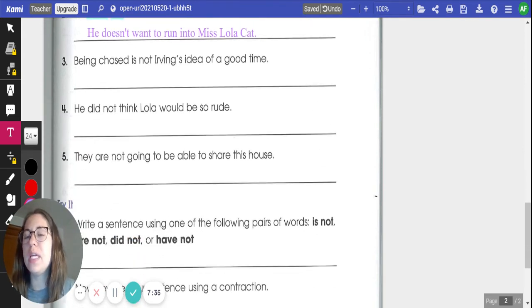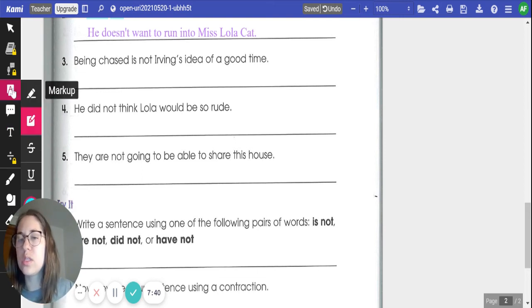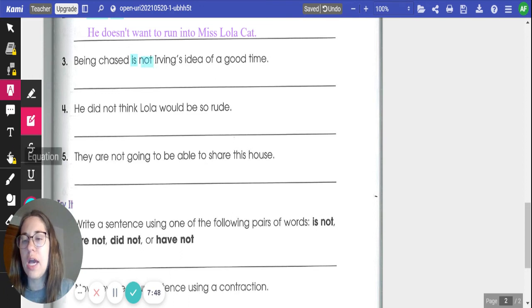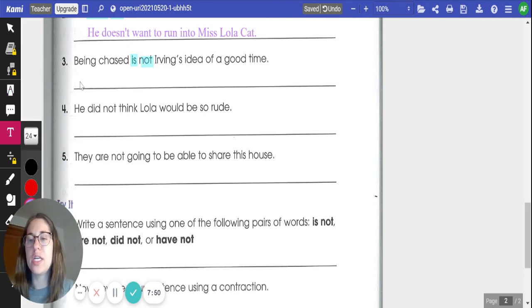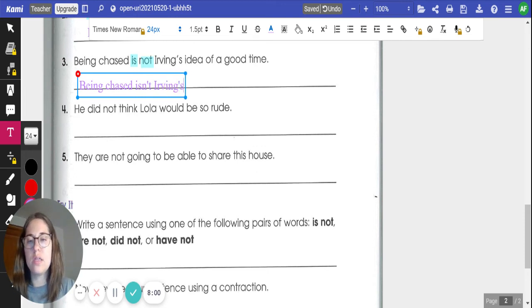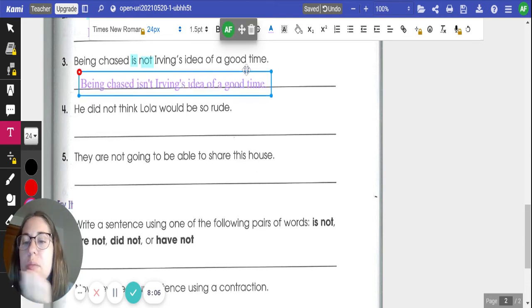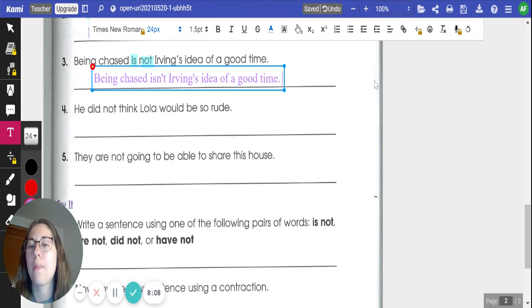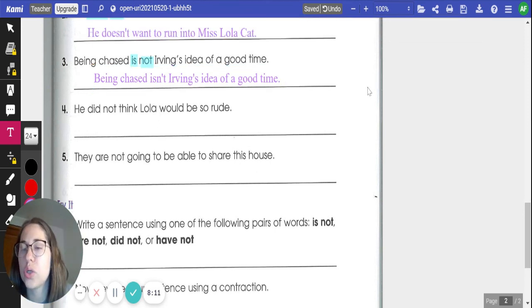For number 3, being chased is not Irving's idea of a good time. First, we're looking at our 2 words to make into our contraction. I see is and I see not. I know that becomes isn't. So being chased isn't Irving's idea of a good time. Is not becomes isn't. Go ahead and do the next 2 on your own.